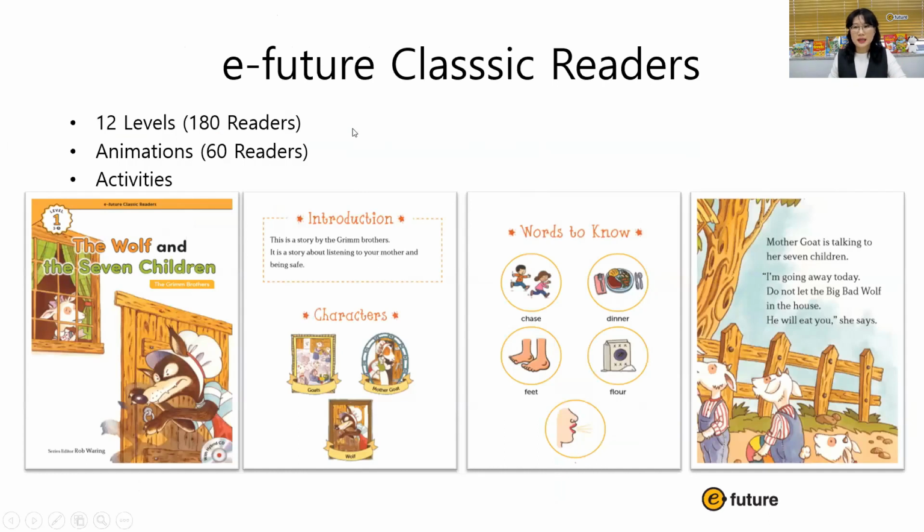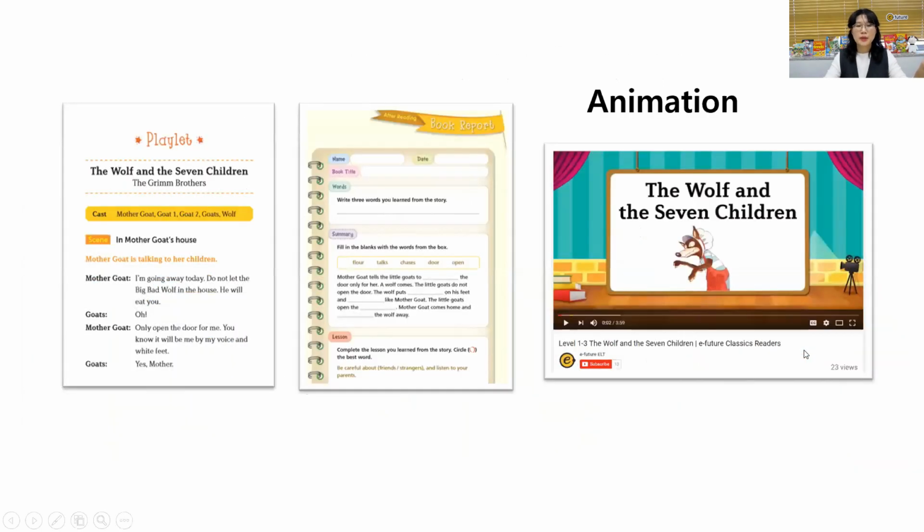And these are classic readers: 12 levels, 180 readers, and we have animations for the lower level readers, like 60 readers, and we have activities. So we have characters and words to know, and the story. And we have Playlet for role play. And we also have worksheets. This one is a book report. And we have animations.